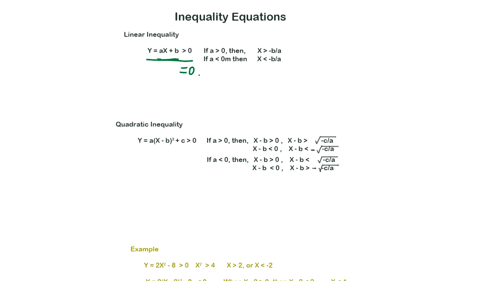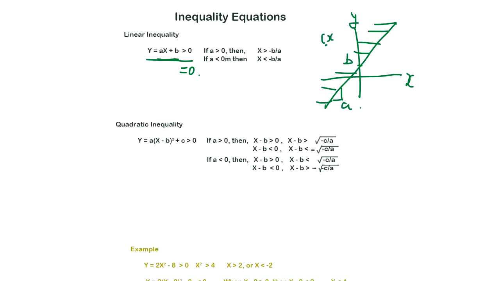Okay, so in this case you have that's b, and a is the slope, and y is here, x is here. We're talking about this area. Any coordinate x1, y1 satisfies this inequality equation, right?